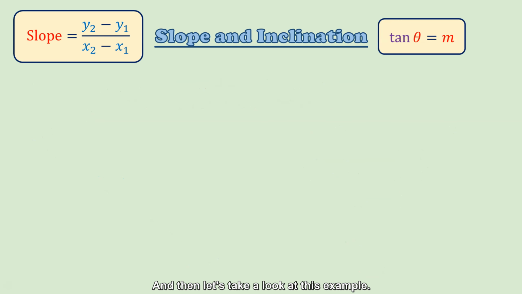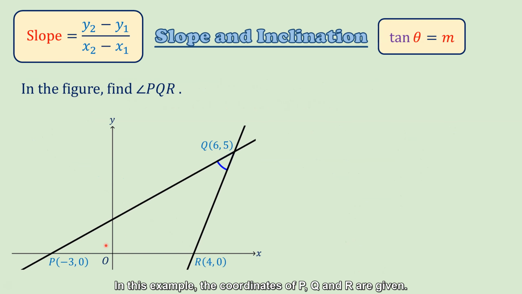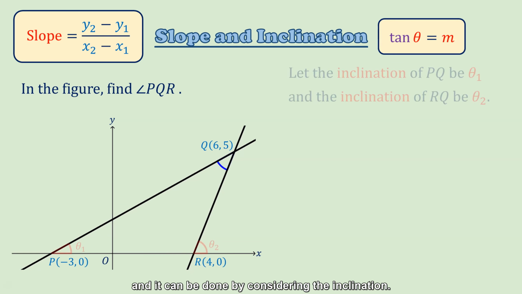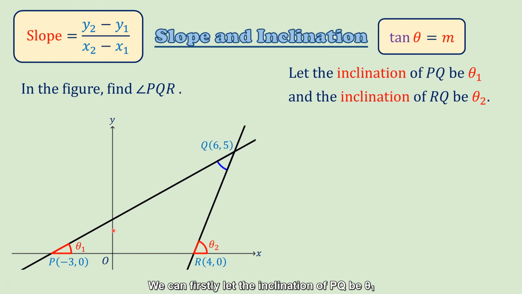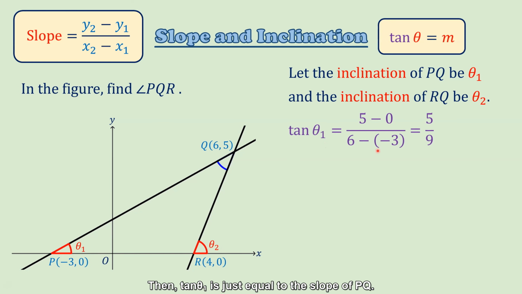And then let's take a look at this example. In this example, the coordinates of P, Q, and R are given. Now we need to find angle PQR, and it can be done by considering the inclination. We can firstly let the inclination of PQ be θ1 and the inclination of RQ be θ2. Then tangent θ1 is just equal to the slope of PQ. That means it is equal to 5 minus 0 over 6 minus 3, and that's equal to 5 over 9. Therefore, we can calculate the value of θ1.